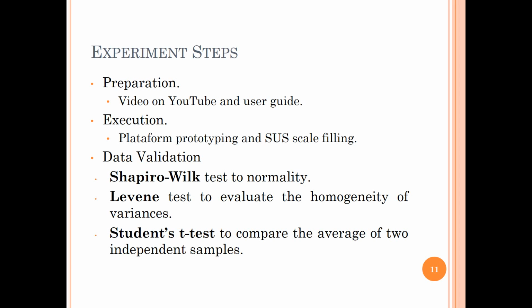Now we have the experiment steps. In the preparation of the experiment, participants were given an explanatory video and a user's guide. At the execution, the participants set up the experiment and completed the SUS scale. To validate the experiment, we used the Shapiro-Wilk statistical test to test normality, Levene to evaluate the homogeneity of the variances, and finally the t-test to compare the averages of two independent samples.